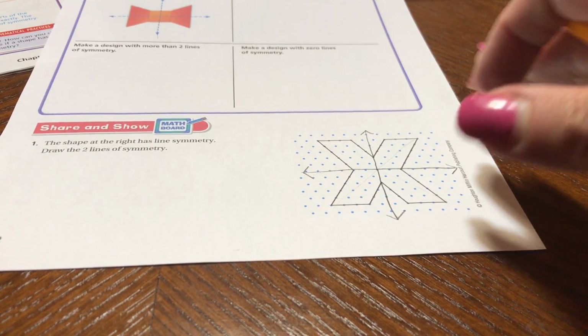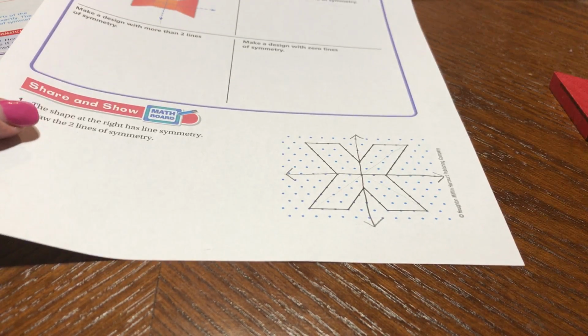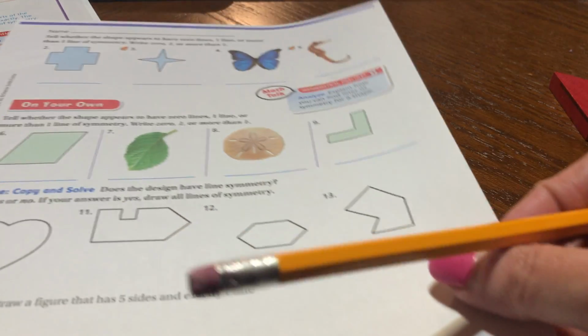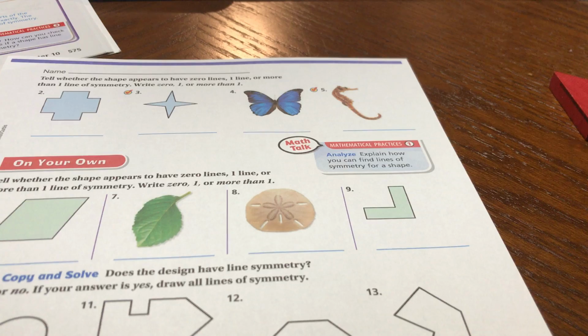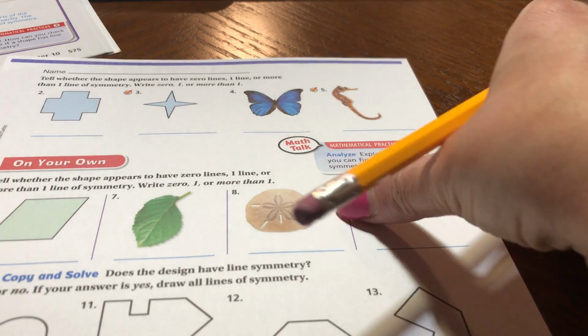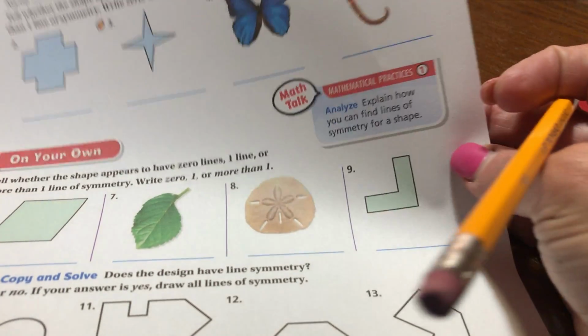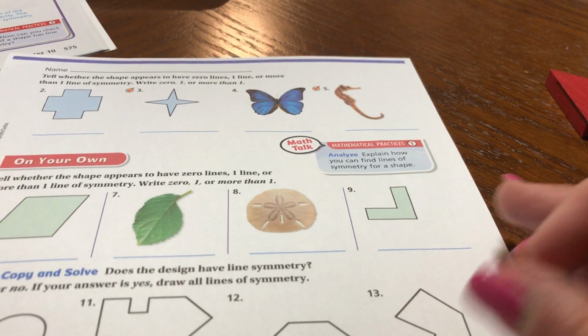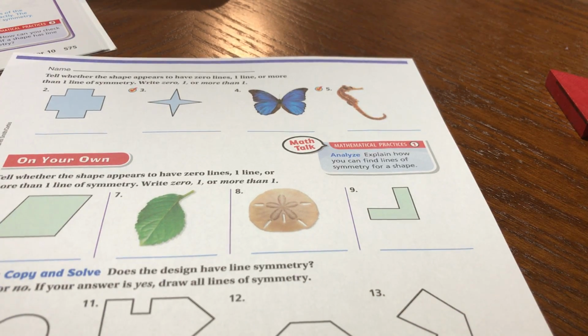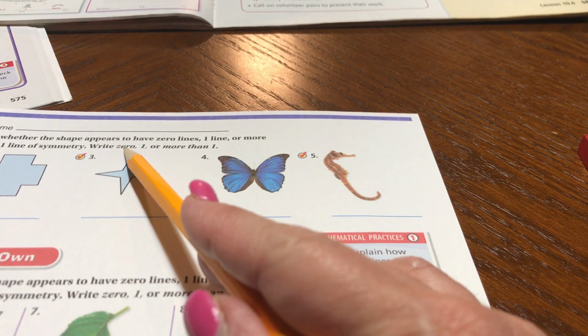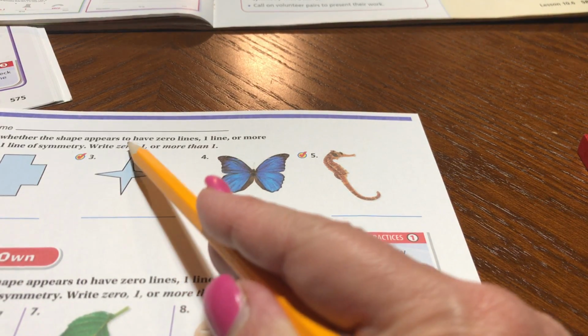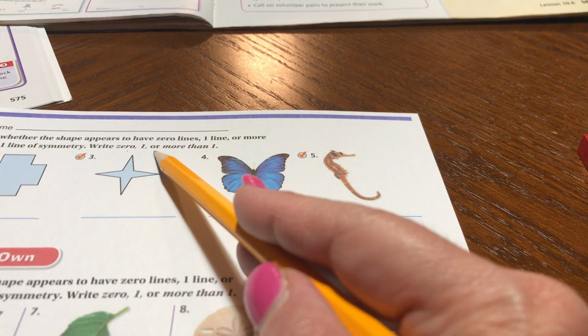Okay? All right, so moving on, let's turn to page 583. And then at the top, very important, we read the directions. It says, tell whether the shape appears to have 0 lines, 1 line, or more than 1 line of symmetry. And we have to write 0, we have to write it out, 1, or more than 1.